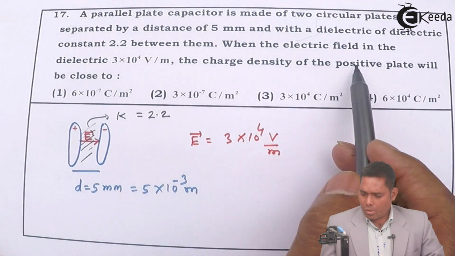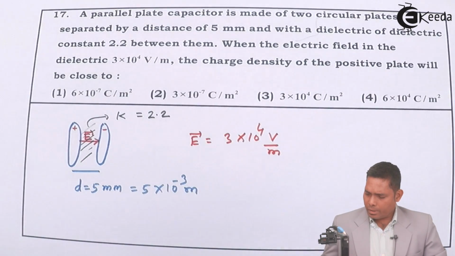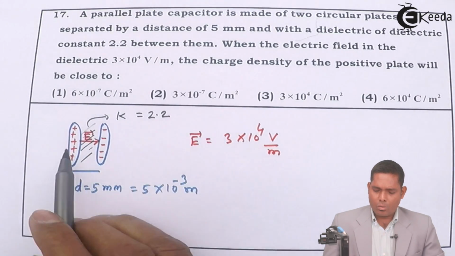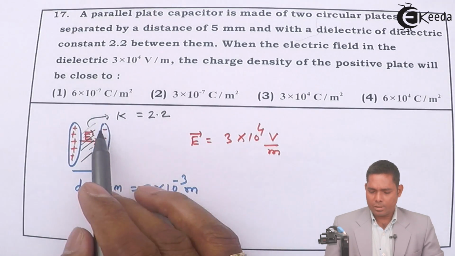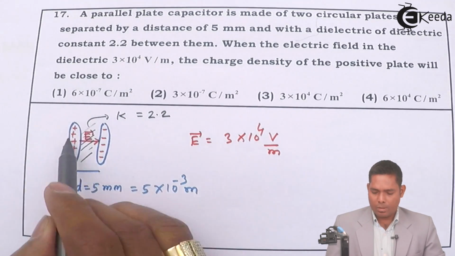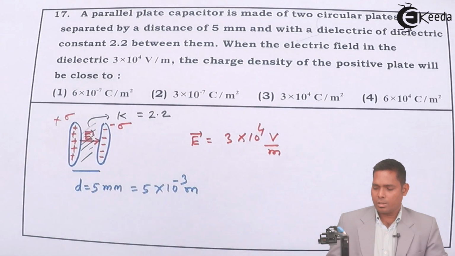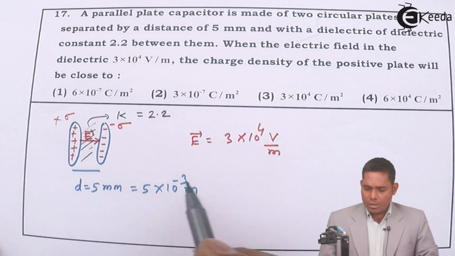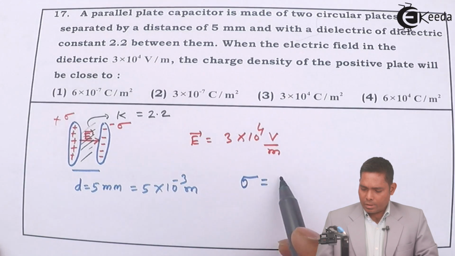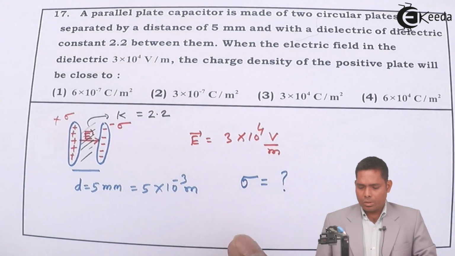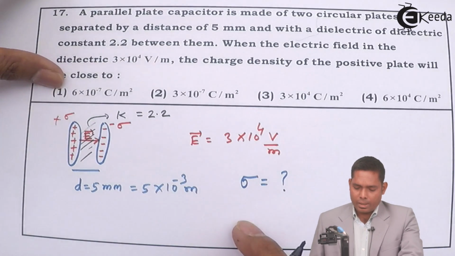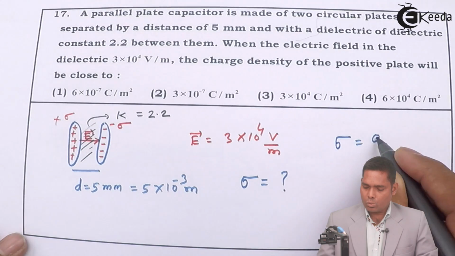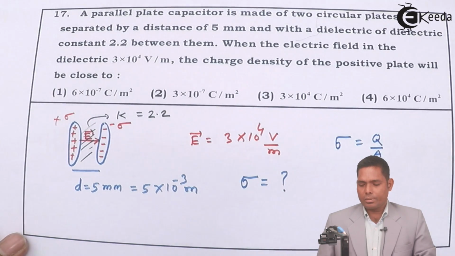Now the charge density of the positive plate is what we are interested in, that is charge per unit area on the positive plate. Whatever the charge density is here, the same charge density will be on the other plate also, because these two have equal and opposite charge density in a capacitor. Our aim is to find this sigma. We know that charge density is Q over A, that is charge per unit area.